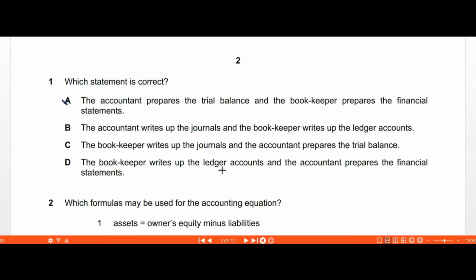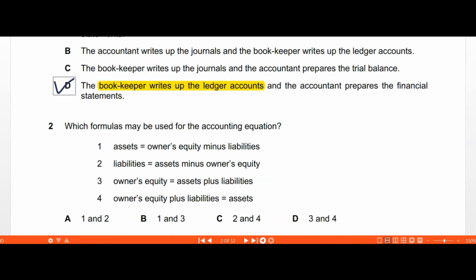The bookkeeper writes up the ledger accounts, yes, and the accountant prepares the financial statements, yes. So D is the correct one. Why? Because we know that bookkeeper is actually the one who is writing the ledger accounts, as in making the day-to-day entries, and accountant is the one who is preparing financial statements. So this is the correct statement. So for question 1 we choose the option D.